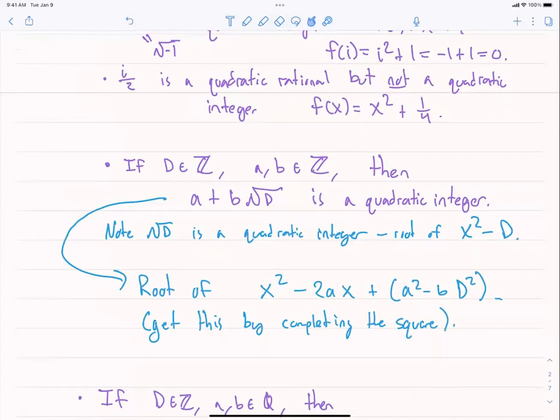So these are some illustrative examples of quadratic integers. Note that any quadratic integer is a quadratic rational.